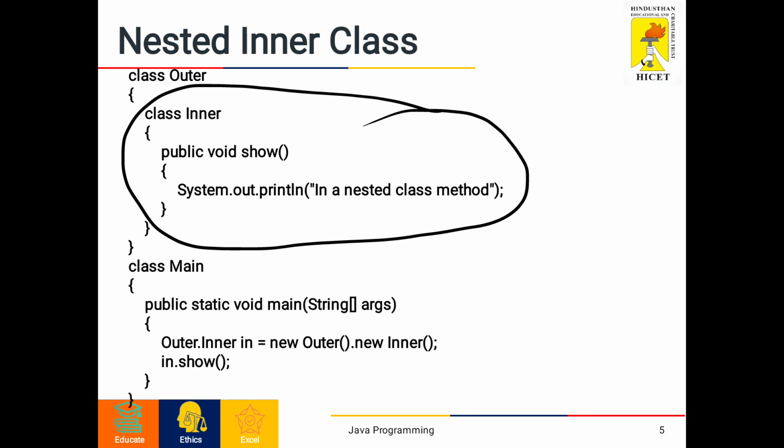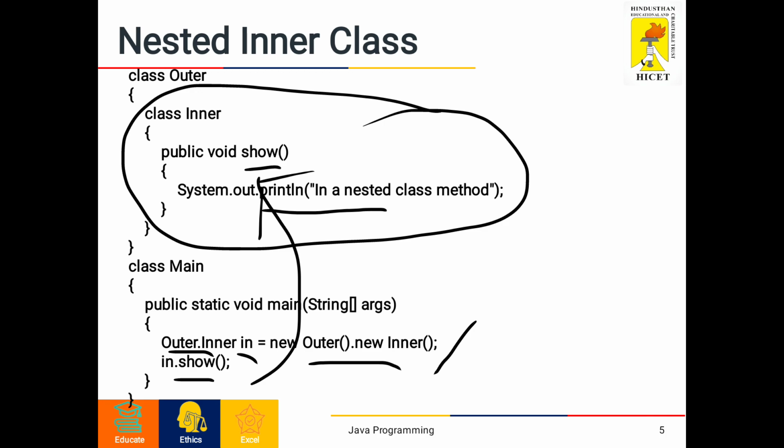The inner class contains a method called show. It prints a text in a nested class method when it is called. In the main method, we have created an object for the inner class. Since inner is a member of outer, using the dot operator, we have written outer dot inner. For that, we have created an object and called the default constructor. With the help of the object, we are calling the show method. The statements inside show will be executed and we'll get the output: in a nested class method. So this is an example of a nested inner class.